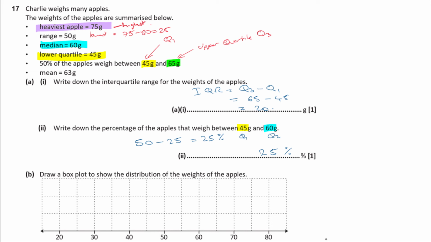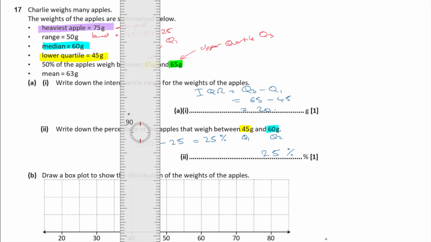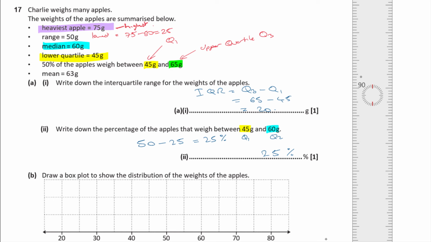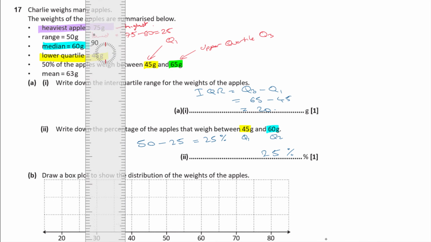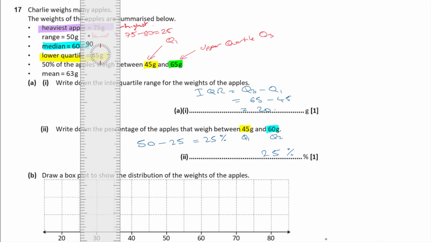Okay, so the highest apple is 75, the lowest apple is 25, the median is 60, the lower quartile is 45, the upper quartile is 65. You've got all the values we need then, isn't it? I'm going to mark each of those values first on the scale. So the lightest apple was 25, so I'm just going to draw a line at each of these first.